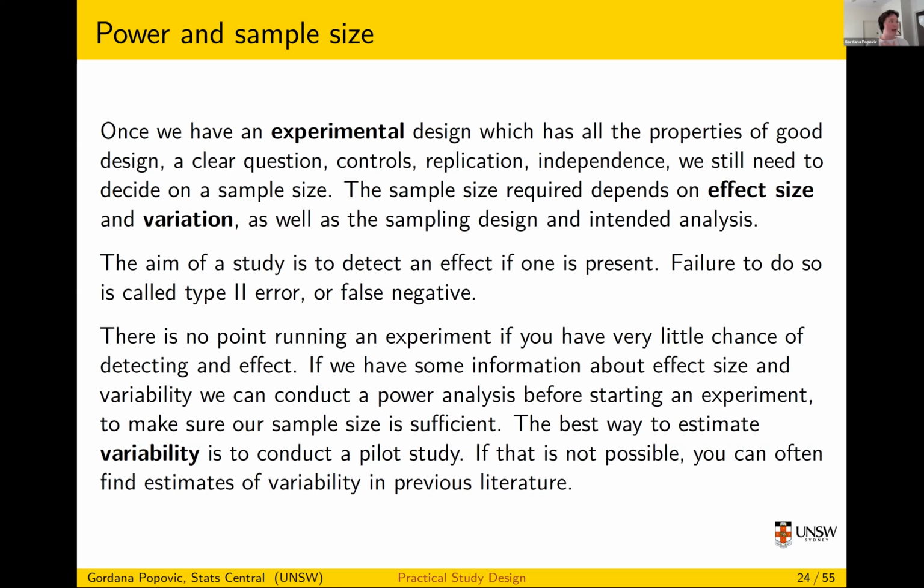Done. Okay, so power. Remember we said the aim of the study is to detect an effect if one is present, and failure to do so is called type 2 error. So if you don't detect your effects, then you're making a type 2 error. Power is the probability that you won't make a type 2 error. You don't want to make a type 2 error, so the higher your power, the less likely you are to make one. That's what power is, and it's related to sample size. Does that kind of answer your question?